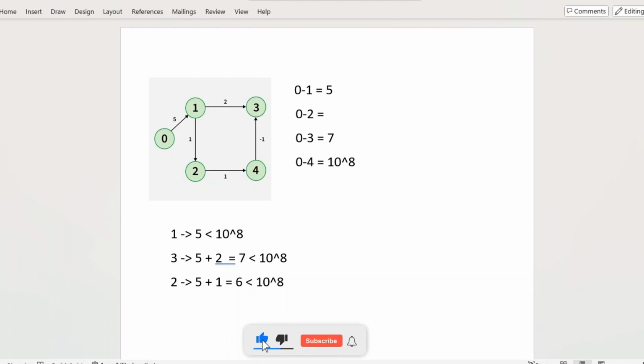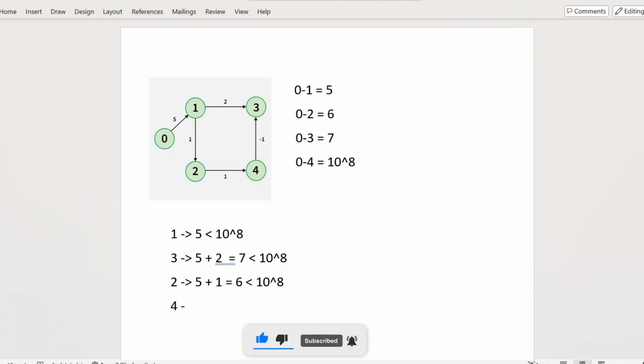0 to 2, till now our shortest path from 0 to 2 is 6, and then from 3, there are no other nodes from 3. So then from 2 there is a direct node from 2, which is 4. We can directly reach from 2 to 4.